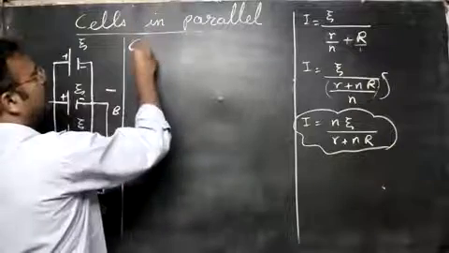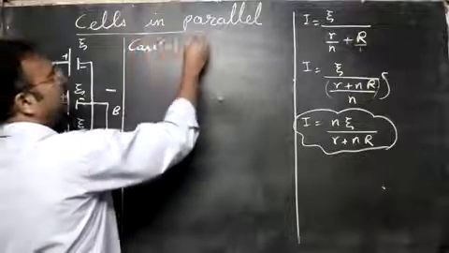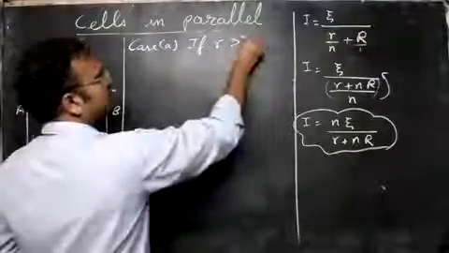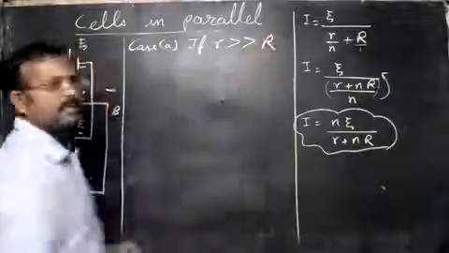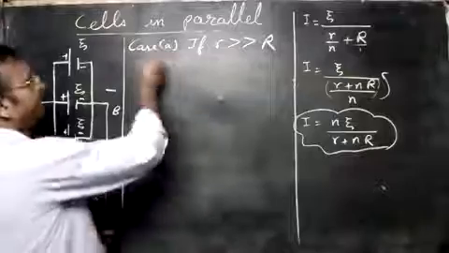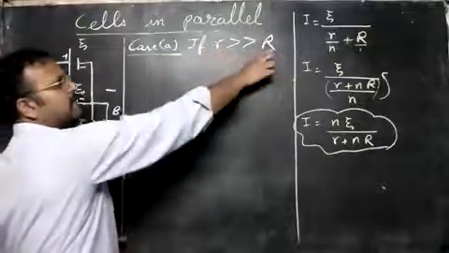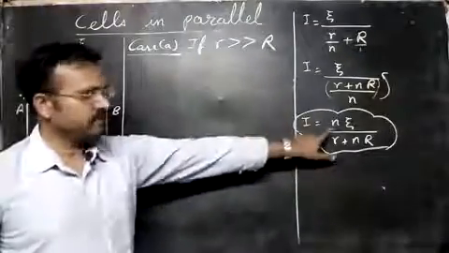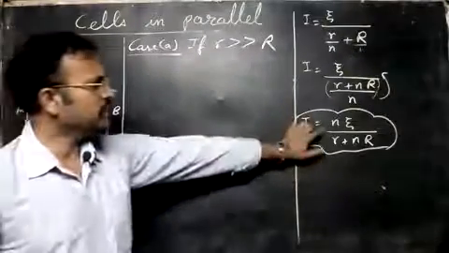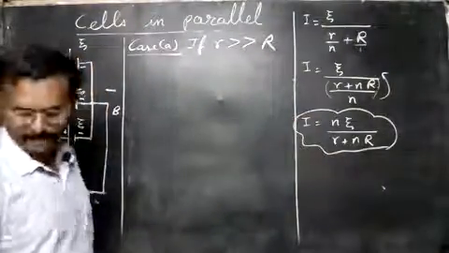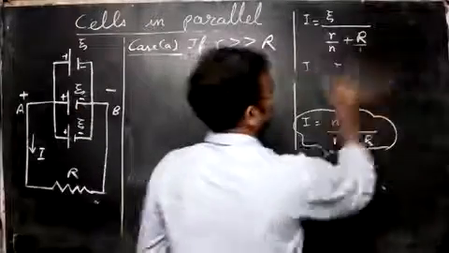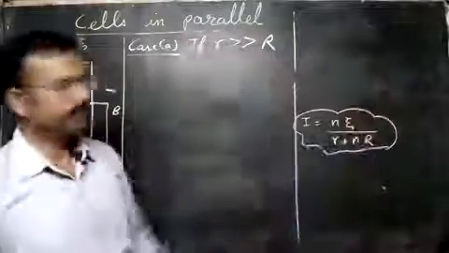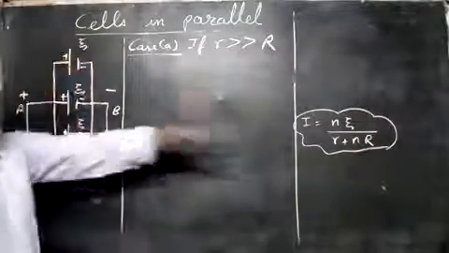In case A, the internal resistance r is very much greater than the external resistance R, like this way. Internal resistance is small r, external resistance is capital R. You can see that. Now if it happens that way, we'll take this equation and see how it will change. Let me write this equation here itself, because we might compare using that only.